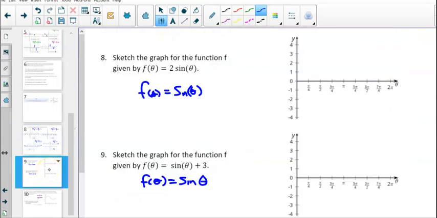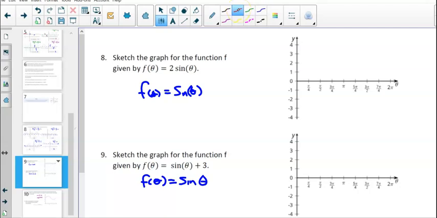In problems 8 and 9, it's asking you to sketch the graphs. Since this is one of the first types of activities like this, I might recommend that you sketch sine theta first for both 8 and 9, and then think about what the 2 and the 3 are going to do to the graph. And then turn the video back on when you're ready to continue.